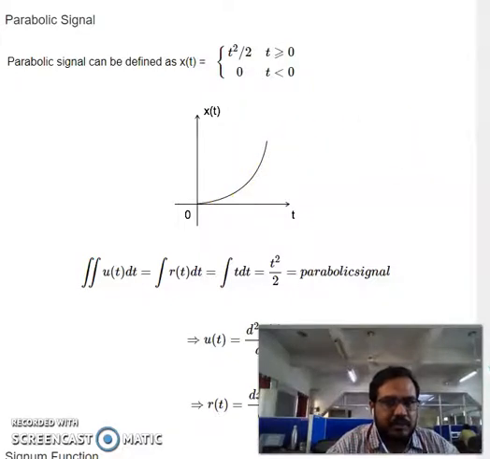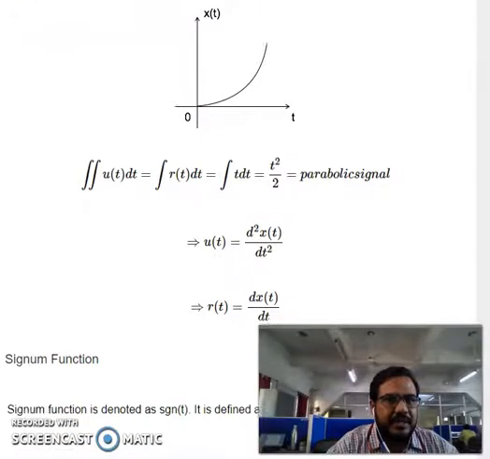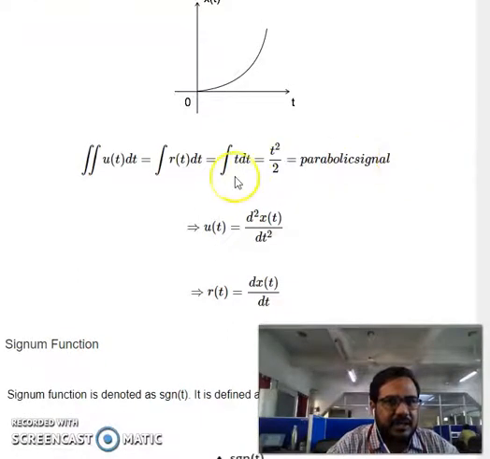Now, what is the relationship between parabolic signal and unit step signal? Parabolic signal is t square by 2. That we will get by integration of ramp, and ramp we will get, r of t, when you integrate unit step. So u of t is equal to d square x by dt square, and r of t is equal to dx of t by dt.